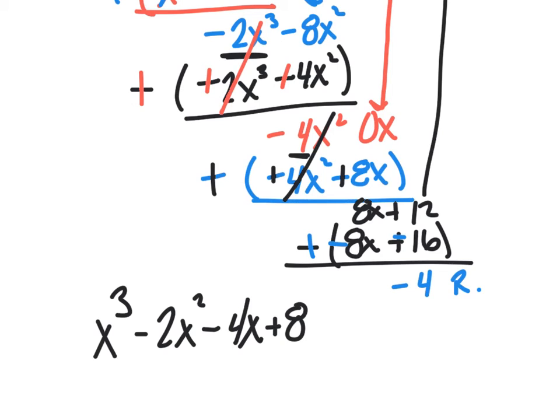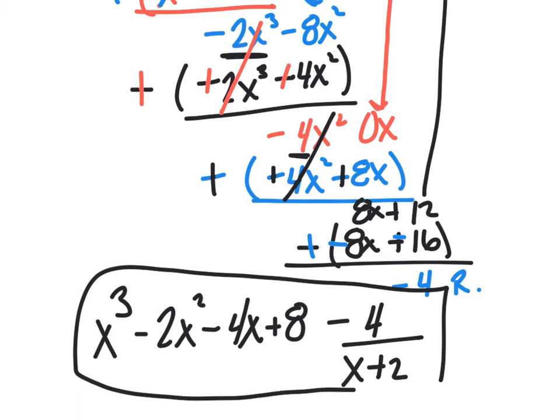Now this time I'm not going to add, but I'm going to subtract because I got a negative 4 over my divisor of x plus 2. Okay. Now we're going to take the same problem but with the tabular method.